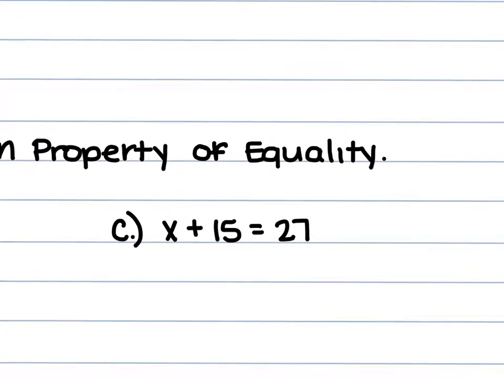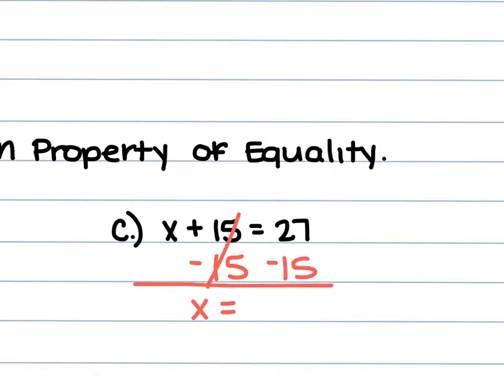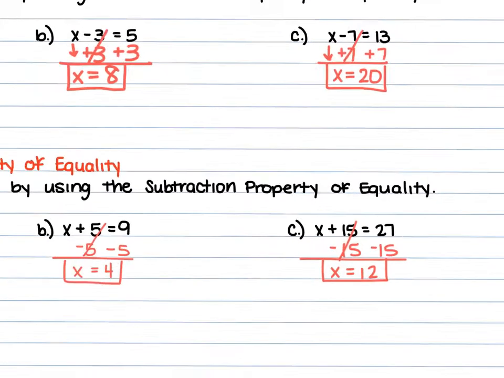For c, we have x plus 15 is equal to 27. So to get x by itself, we're going to move that 15 over by subtracting it from both sides. So we have that x is equal to 7 minus 5 is 2, and 2 minus 1 is 1. So x is equal to 12.